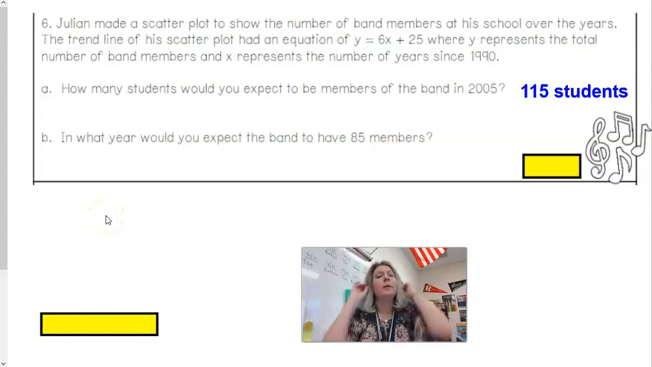All right, letter B. In what year would you expect the band to have 85 members? So where did the number of band members go?